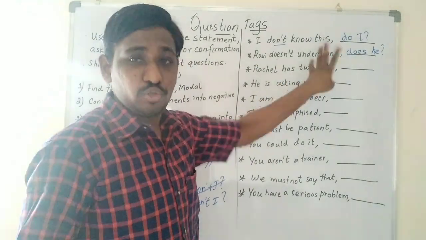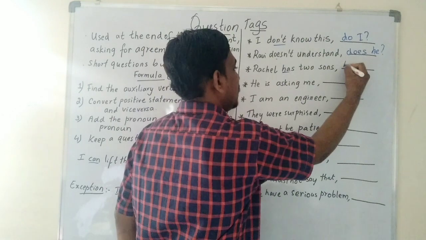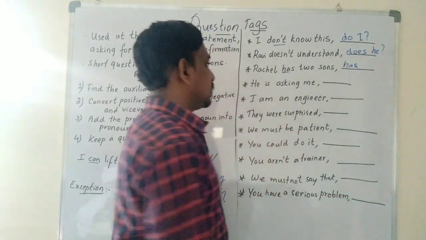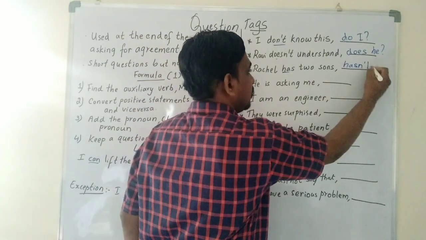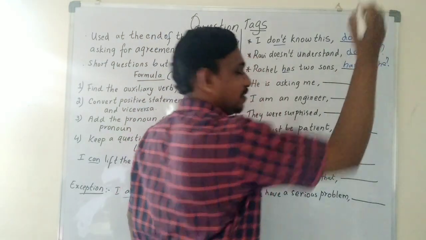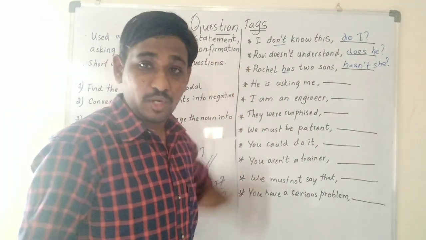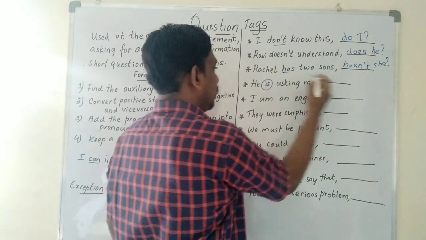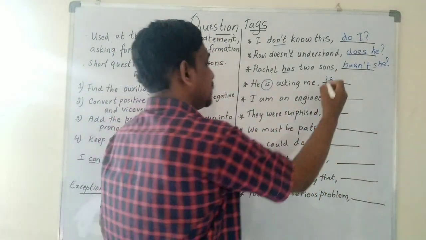Third one. Rachel has 2 sons. Has. Statement is positive, so you're making it negative. Hasn't. Who? Rachel. Hasn't she? Done. The next one. He is asking me. He's asking me. Is. Is it positive or negative? Positive. Isn't he?